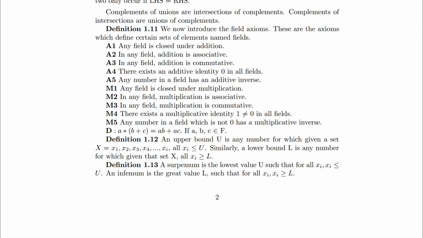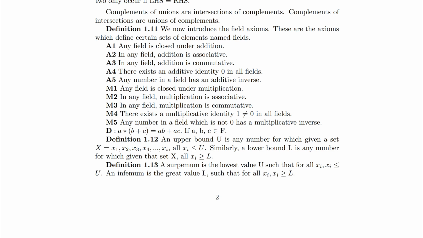There exists an additive identity 0 in all fields. That basically means that that number, when added to any other number, will leave the number the same way. So x plus 0 is 0 plus x, which is x.